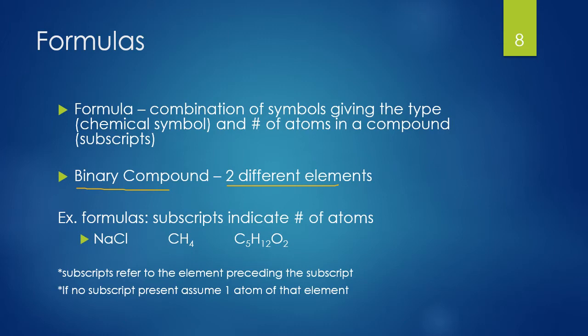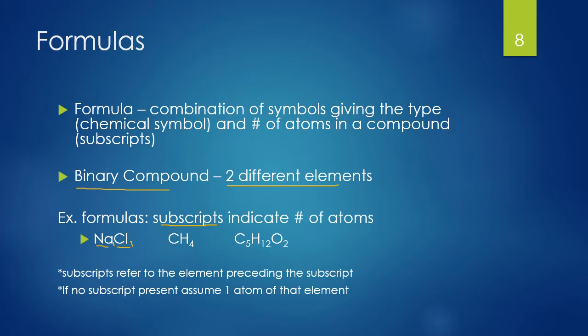In this first one, we have NaCl. So there are two elements present, sodium and chlorine. Now, the subscripts present on these chemical formulas indicate the number of atoms. But notice, for this first one, NaCl, there are no subscripts. So if you don't see a subscript, you can assume there's just one of each of those atoms. So this chemical formula tells me there's one sodium and one chlorine.